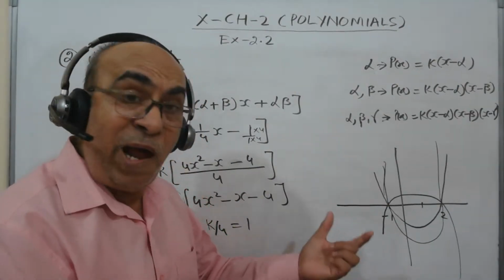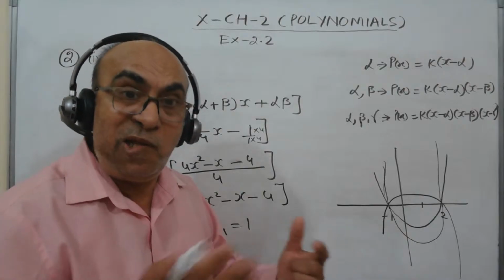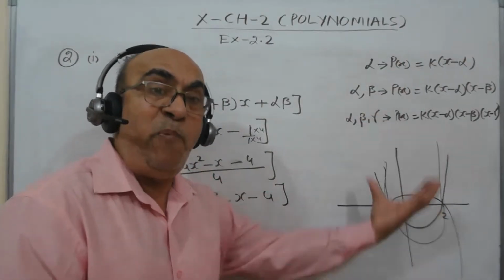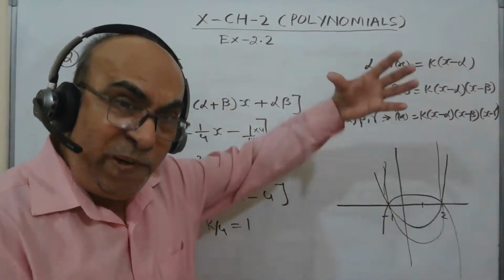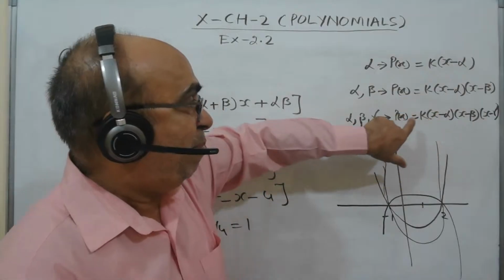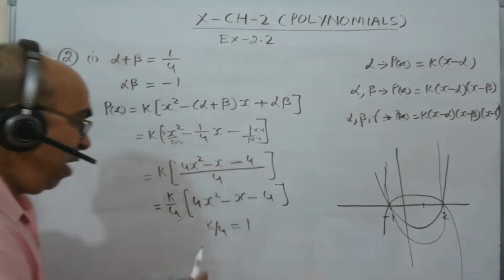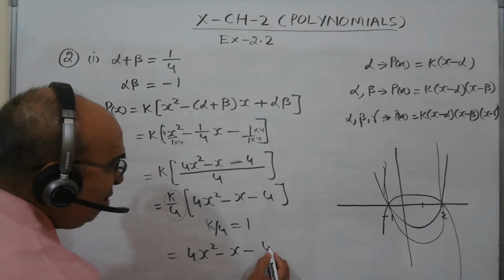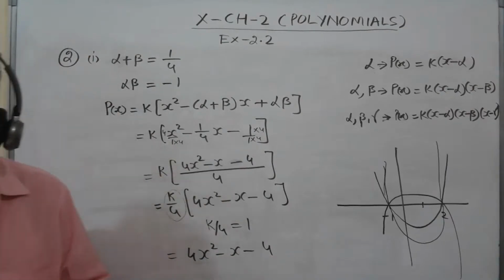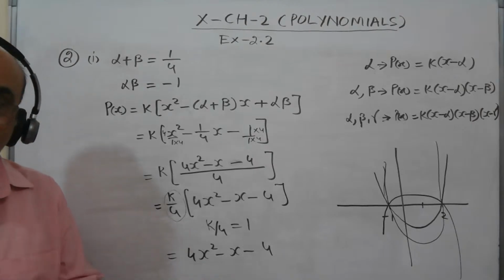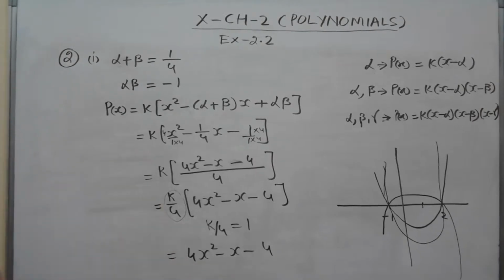Whenever we do a question and nothing is mentioned, we find polynomials opening upward. If it is opening downward, it is mentioned in the question, and then you write minus k. So now it is equal to 4x square minus x minus 4. This is the polynomial. The remaining bits of this you can do yourself. Now I am moving to some extra questions.